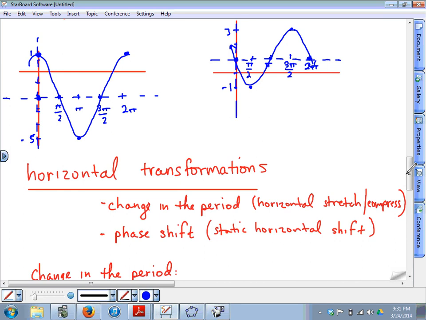Now, the horizontal transformations seem to be a little bit more challenging to most students. There's change in the period affecting the horizontal length needed to complete a cycle. That's a horizontal stretch or compression. There's also something called a phase shift. That's a static horizontal shift. What that means is the graph just moves to the left or to the right, but it doesn't affect the period.